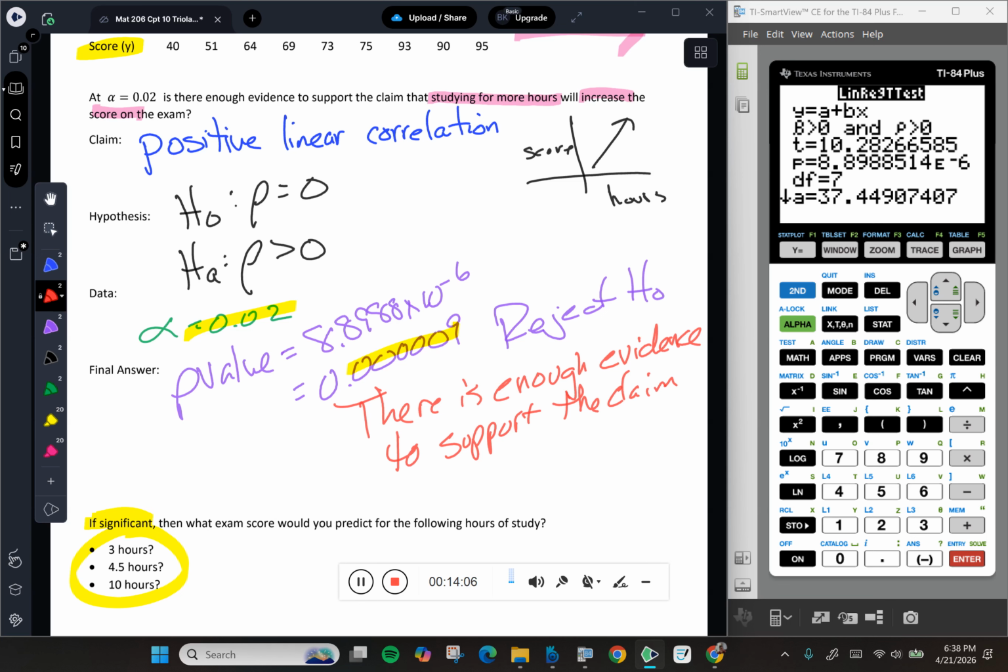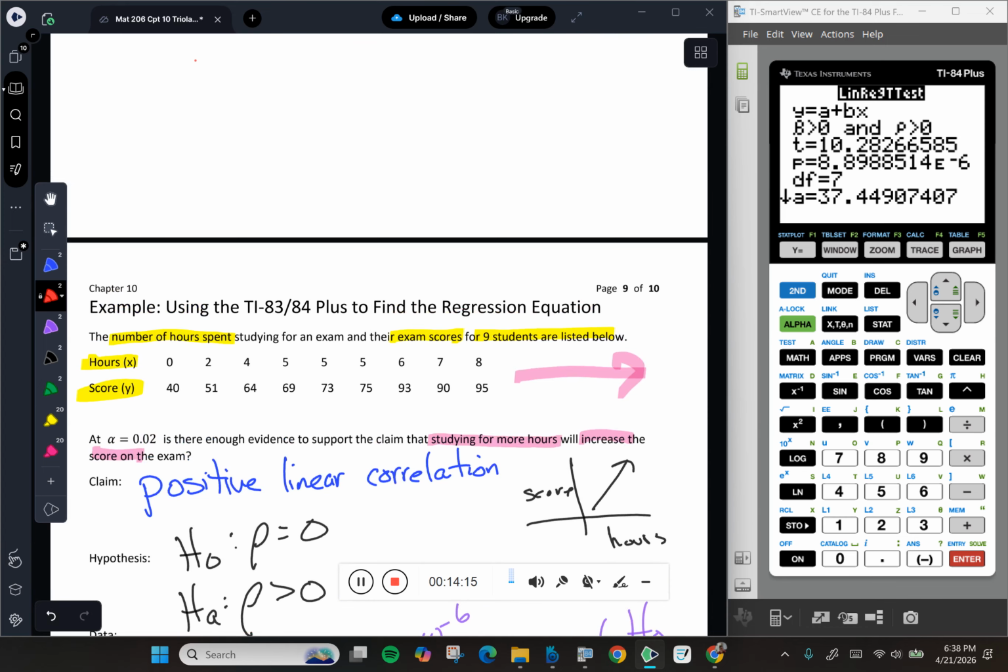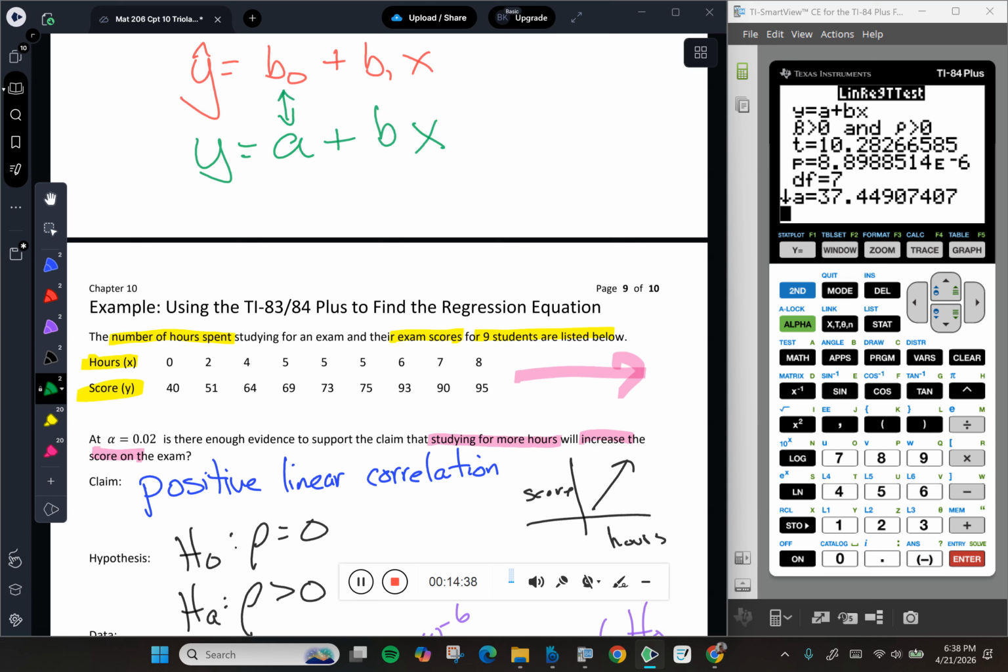Now, here's another problem that we're going to have. It's a nomenclature issue. I'm looking for y hat equals b sub 0 plus b sub 1 times x. The good people at TI decided not to use that notation. They're using y equals a plus bx, where the a is the b sub 0 and the b is the b sub 1.